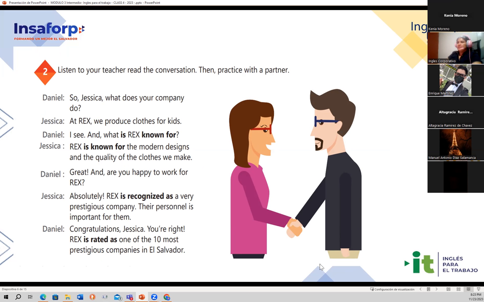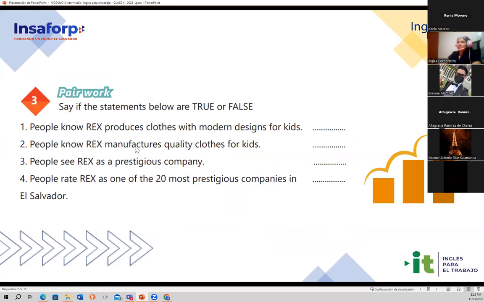It's true, yes, because it says Rex is known for the modern designs and the quality of clothes we make. So that means that they manufacture quality clothes. Okay, yes, sorry, that is true. People see Rex as a prestigious company. True or false?